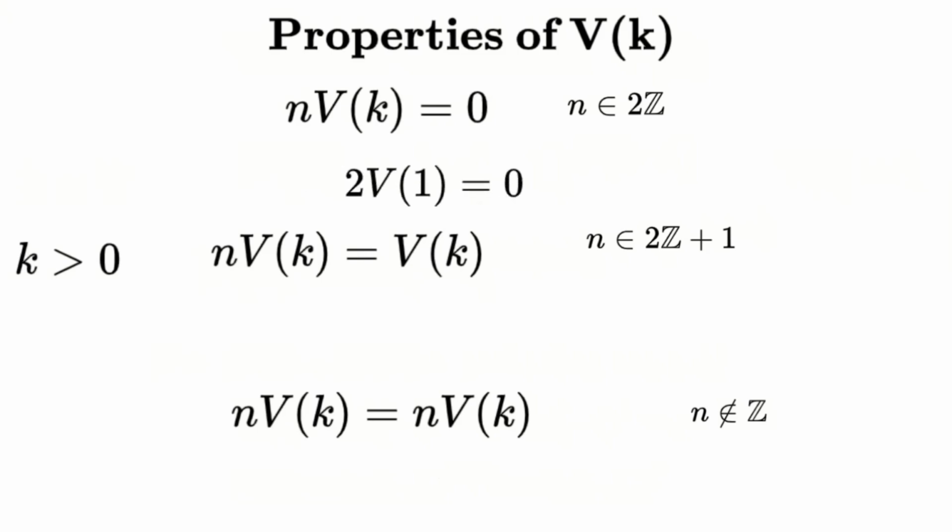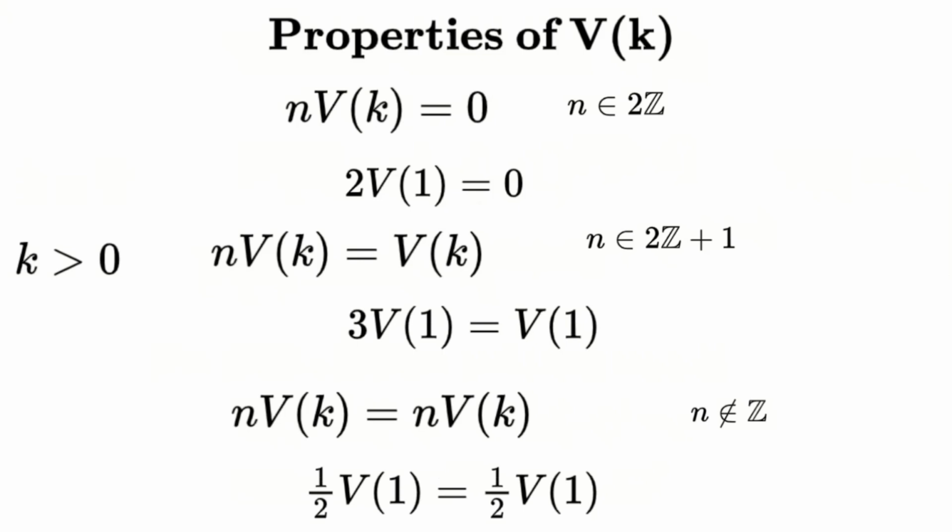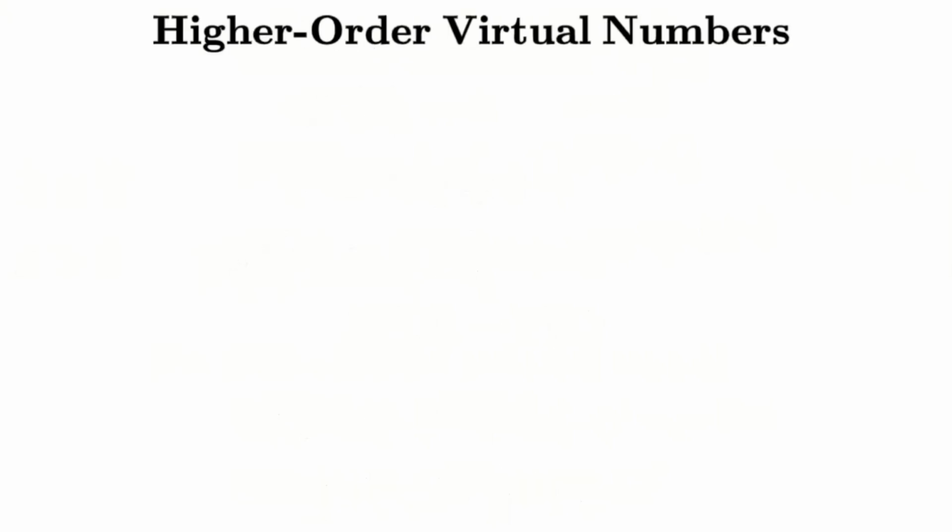First, let's take 2 times v of 1. Since 2 is even, the rule tells us that this must be 0. Now let's take 3 times v of 1. Since 3 is odd, the rule tells us that this is just v of 1. These rules allow us to simplify expressions involving v of k quickly and efficiently.